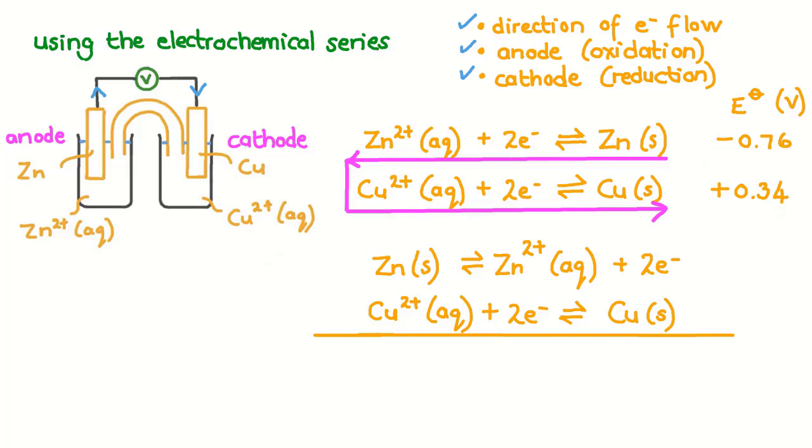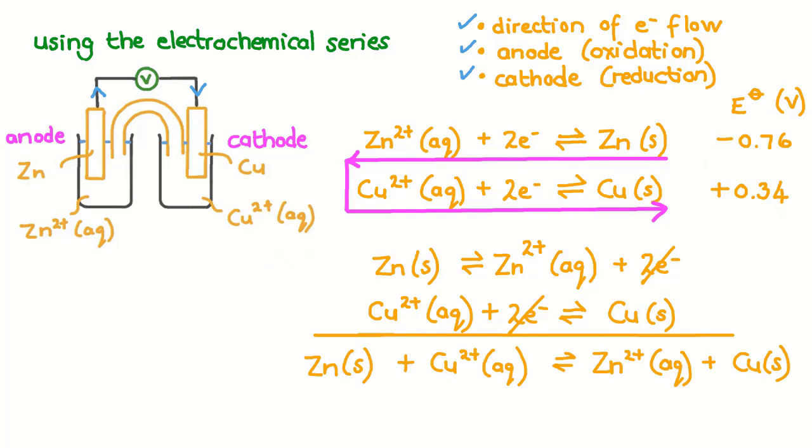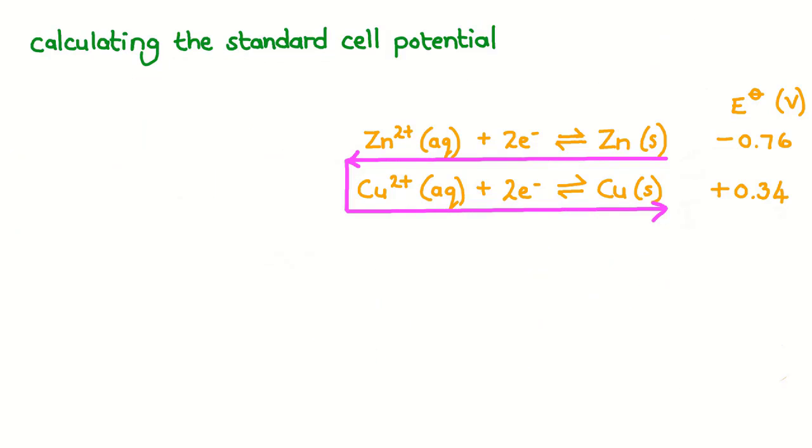Now that the two half equations are written in the correct orientation, we can work out the overall reaction. The two electrons on the left cancel with the two electrons on the right. Then we can add the two half reactions to get the overall equation. Now let's use the two electrode potential values to work out the overall cell potential for this cell.